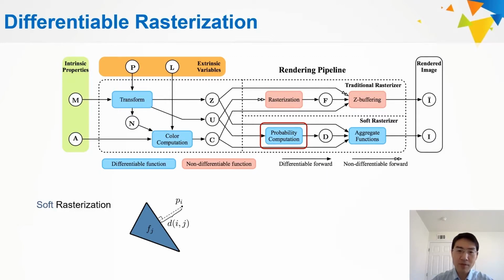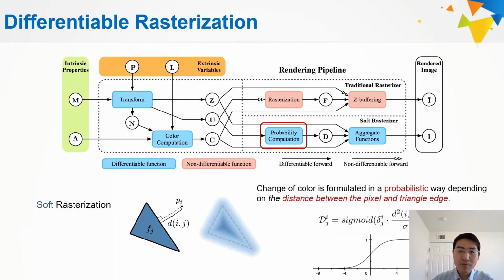So here the label of the P is not just a binary switch from the inside to the outside, but it is a probability according to its distance to the edge of the surface. So that we will make a probability distribution in the whole space like this shape. The higher the possibility is, the more likely it is to be inside the triangle. Otherwise, it will be outside of the triangles. So, after using these soft rasterizations, we can make this a differentiable step.